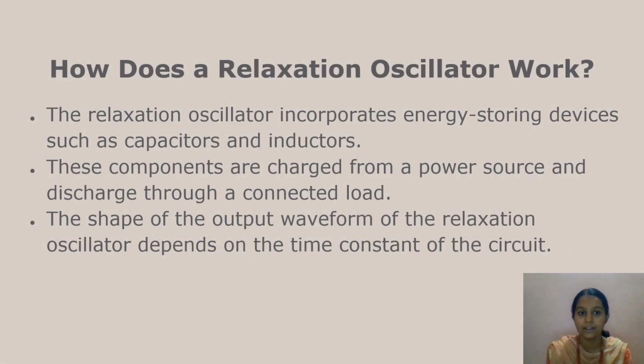How does a relaxation oscillator work? The relaxation oscillator incorporates energy storing devices such as capacitors and inductors. These components are charged from a power source and discharged through a connected load. So basically here we use the capacitor or inductor, which are the energy storing devices. When the input signal is given, it stores the energy, so the waveform increases drastically, and when it discharges it decreases. Because of this, the shape of the output waveform of the relaxation oscillator depends upon the time constant of the circuit.